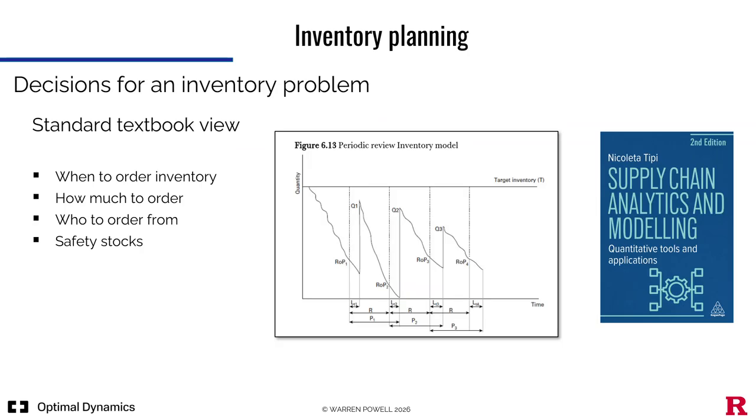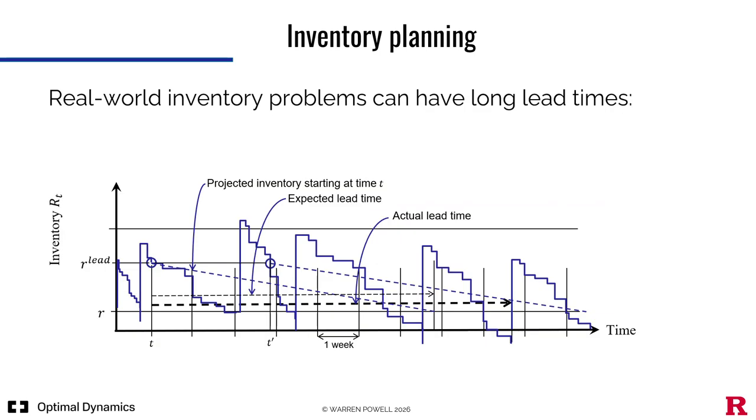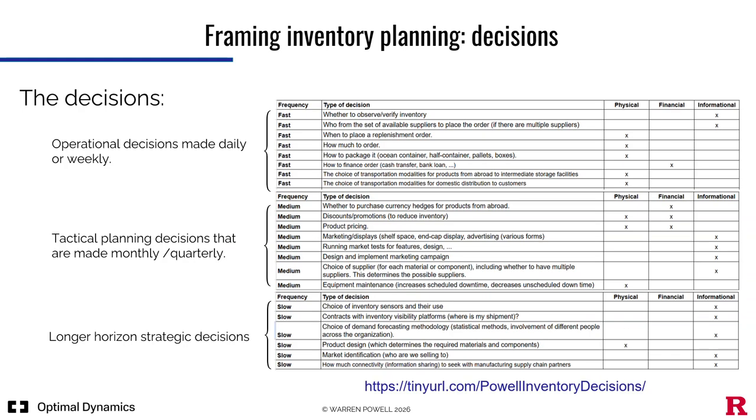So here's a typical inventory problem out of one of these books. It's very simplified and has four decisions: when to order, how much, who to order from. The problem is real inventory problems are complicated and they're messy. So I put together my list of decisions. And again, if you look at the URL down at the bottom, you can access this spreadsheet. I've got decisions made at different time scales. There are about 20 decisions. And once again, are you going to deal with all of these decisions?